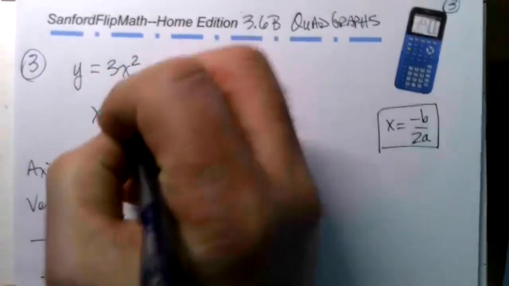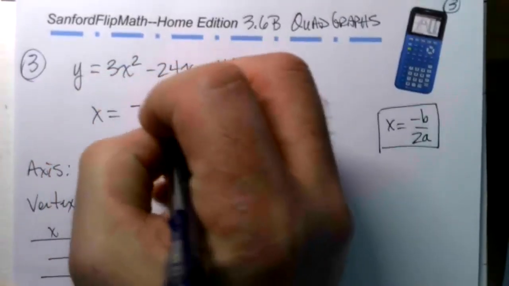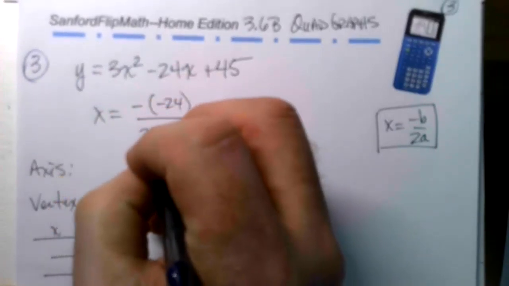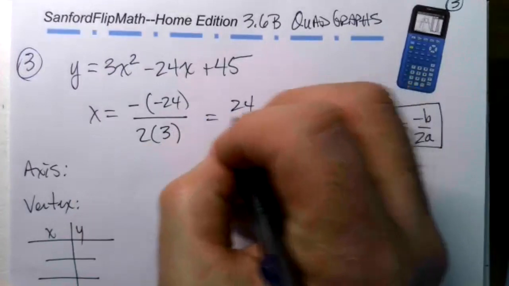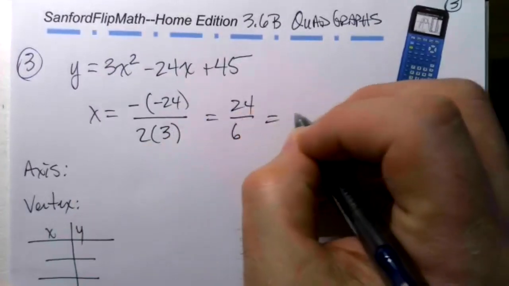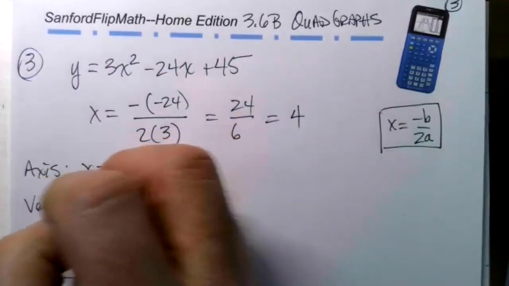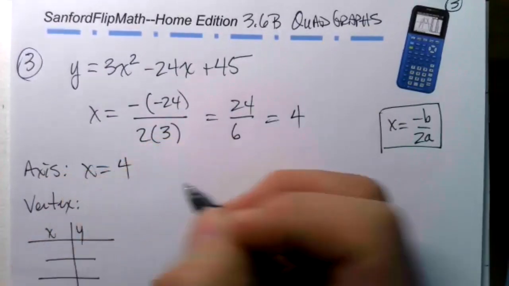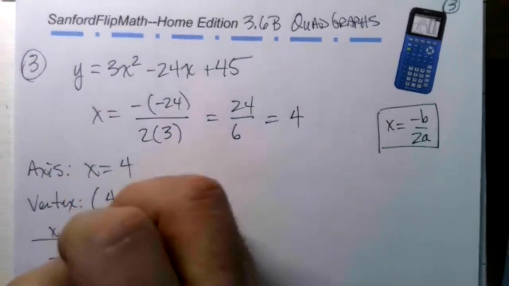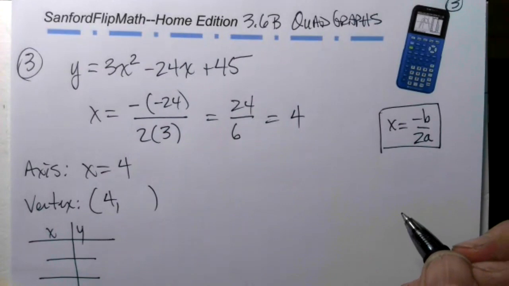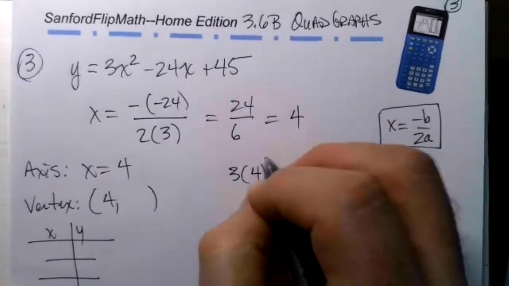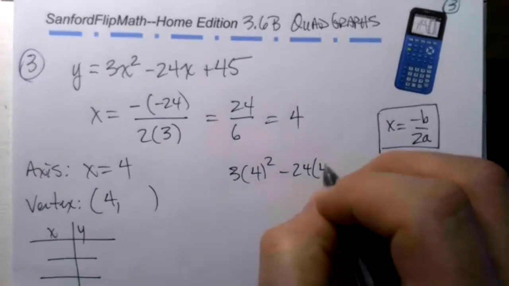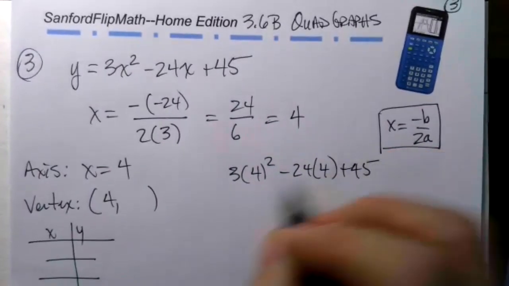So x equals the opposite of b. I'm writing it out this time just to make sure we're clear. Over 2a. So this is 24 over 6, which is 4. So the axis of symmetry is x equals 4. The vertex, therefore, is at 4 something. So we're going to put 4 in. So 3 times 4 squared minus 24 times 4 plus 45.